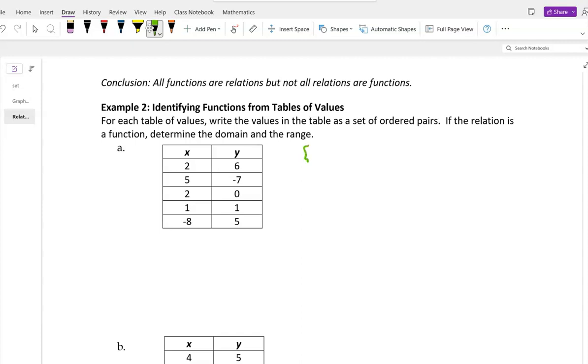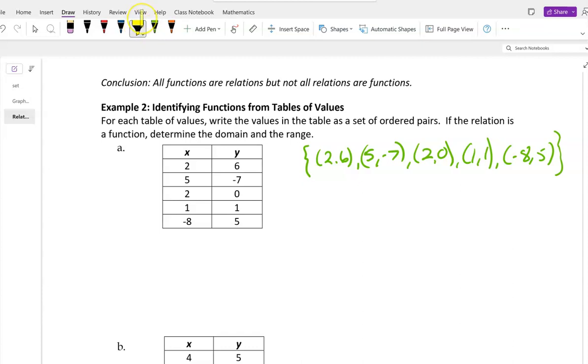Okay, first, ordered pairs. (2, 6), (5, -7), (2, 0), (1, 1), and (-8, 5). There are my ordered pairs. Is this a function? Well, if you look, 2 becomes 6 and 2 becomes 0. This tells you not a function. Okay, let's try the next one.